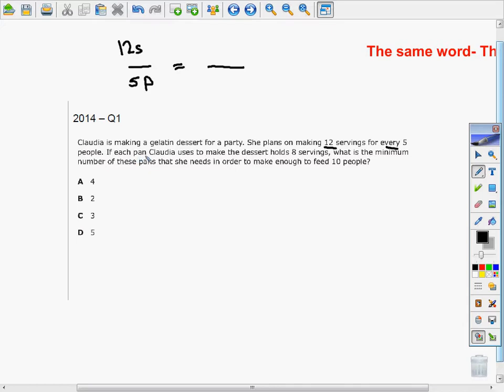If each pan Claudia uses to make a dessert holds 8 servings, what is the minimum number of pans that she needs in order to make enough to feed 10 people? This is a little bit tricky because it's giving you the pan that covers how many servings. You should not consider this part. We have to consider it last. We wonder 10 people need how many servings.